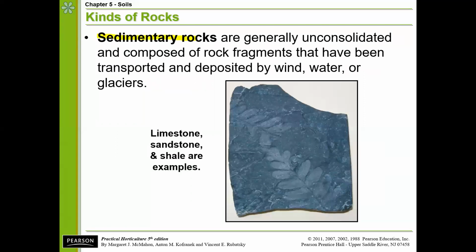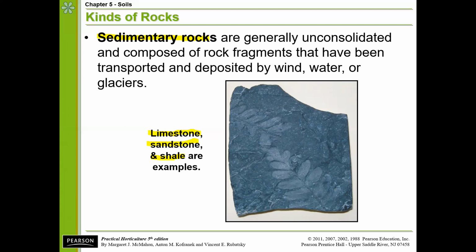And sedimentary rocks are kind of like a composite of a lot of different rock types being broken down and then moved and deposited and then cemented together somehow. The most common examples of sedimentary rocks that we have are limestone, sandstone, and shale. And different soil types develop from different sedimentary rocks. We often see things like fossil imprints in sedimentary rocks as well.